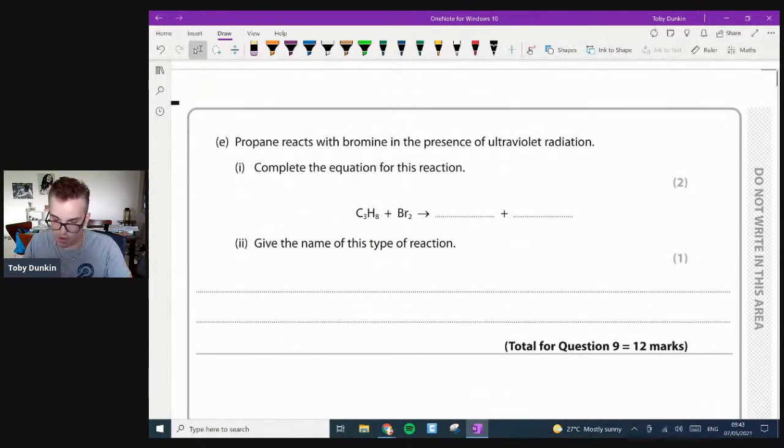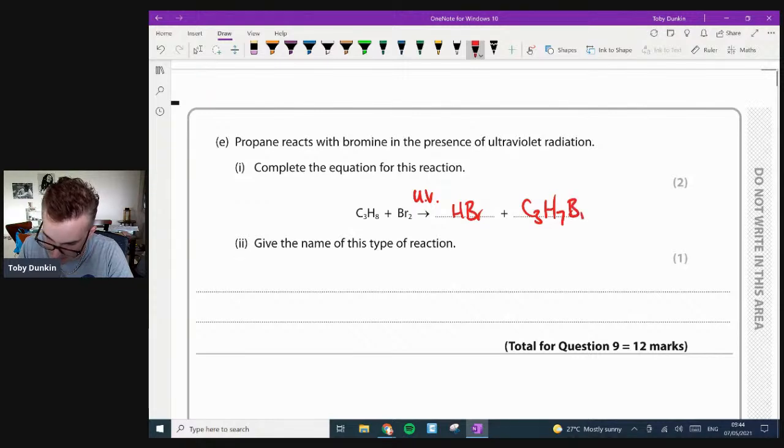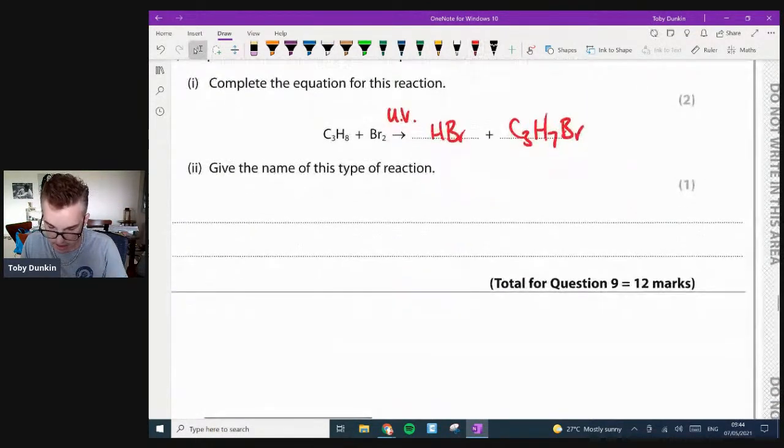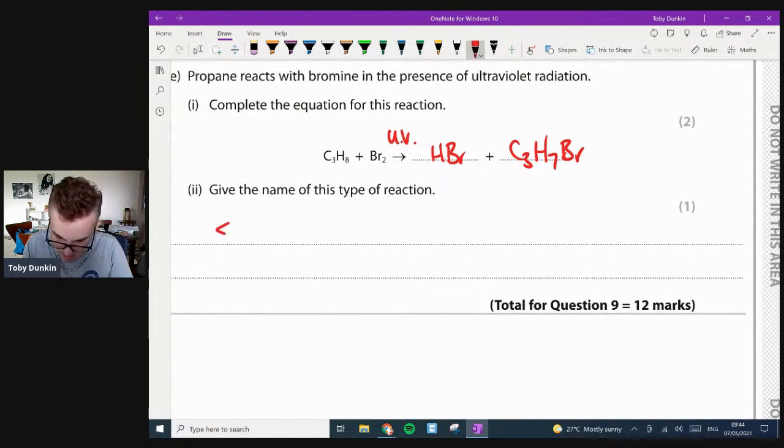Propane reacts with bromine in the presence of ultraviolet radiation. Complete the diagram. So the UV light, right? This is a substitution reaction. What happens is one Br steals a H to form HBr, and the other one then joins in its place, giving C3H7Br. That's actually a mechanism called free radical substitution, which you learn in AS chemistry. Give the name of this type of reaction. It's a substitution reaction.